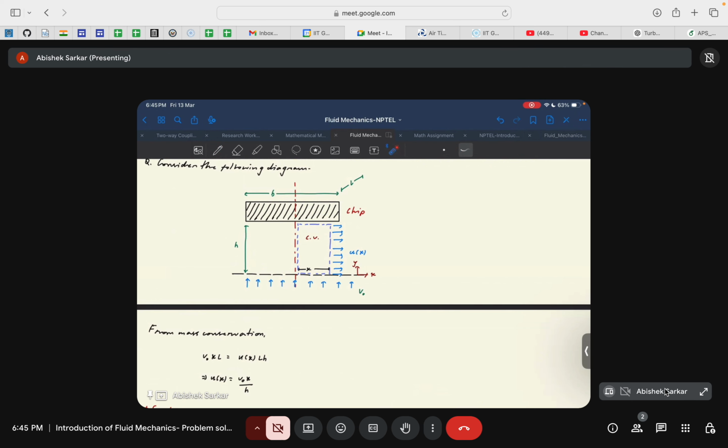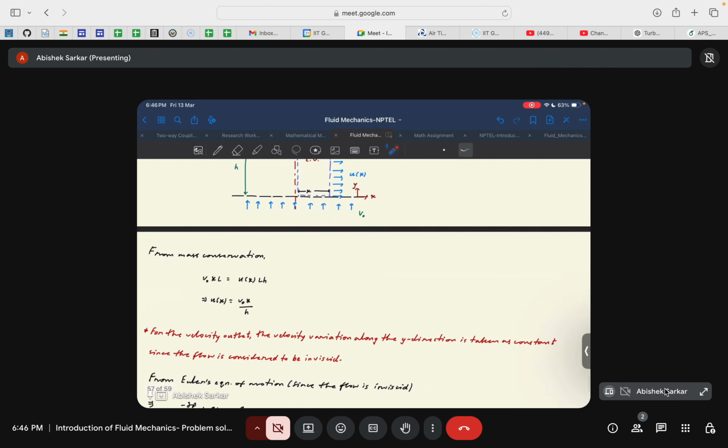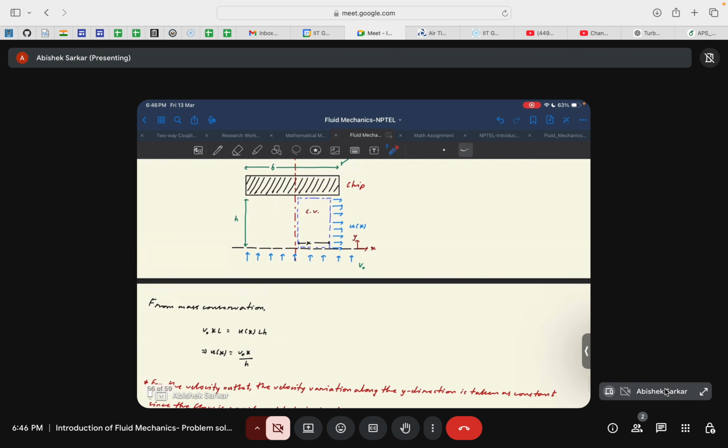In this case, you will see that from mass conservation we get u, the velocity along the x direction coming out of the periphery of the region between the chip and the wall, to be v naught x by h. Since v naught and h are constant, this is a function of x only. Now what you need to do is find the weight of this chip.